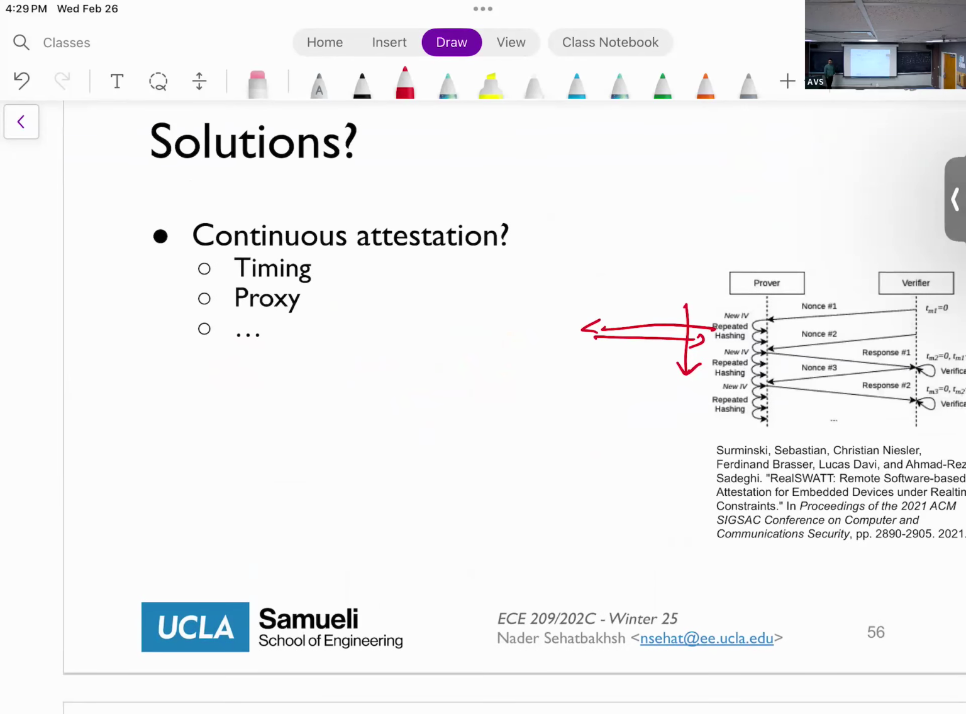Any questions here? Yeah. I guess with the system, is there any time for the device to actually do what it's supposed to be doing?